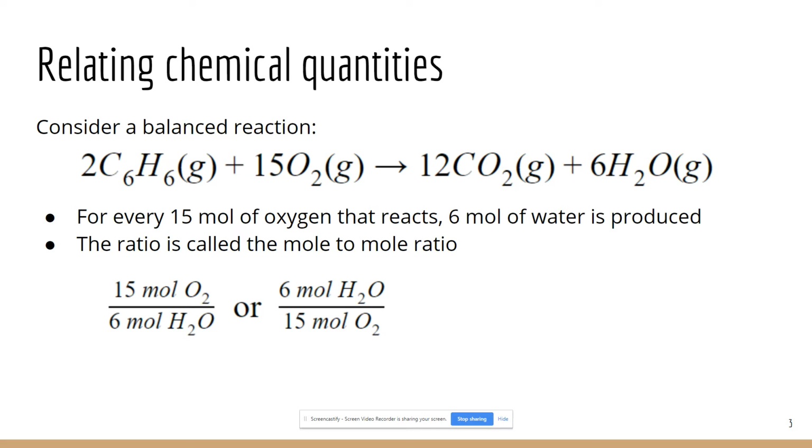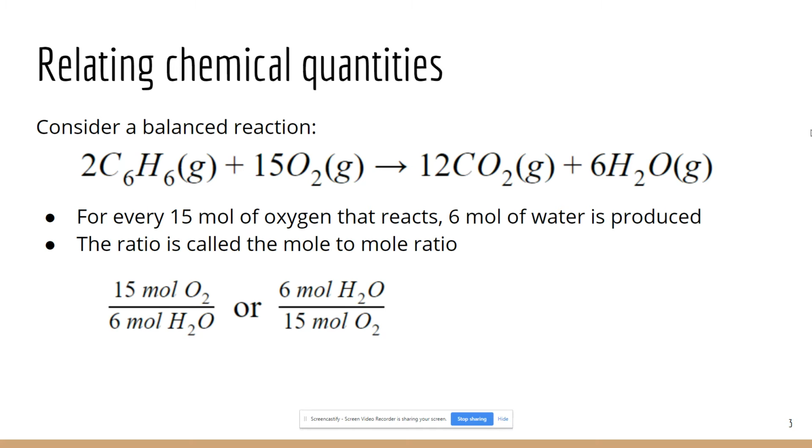All right, so when we look at a balanced chemical equation, once we've already done the balancing, what we're actually looking at is the ratio of the number of molecules, atoms, or moles. This ratio we could call the molar ratio or the mole to mole ratio. For example, if I'm trying to relate oxygen and water, I could use a ratio of 15 moles O2 over 6 moles of H2O, or I could flip the fraction.